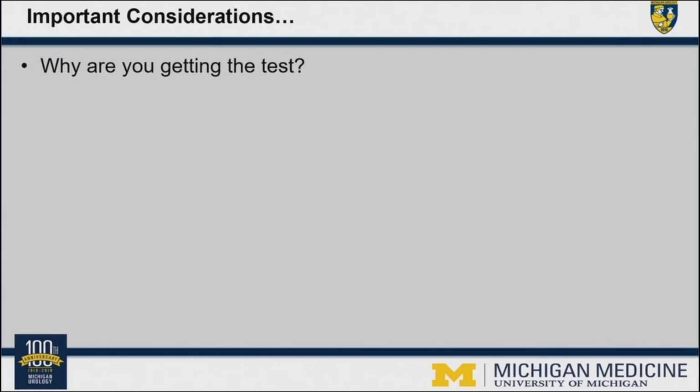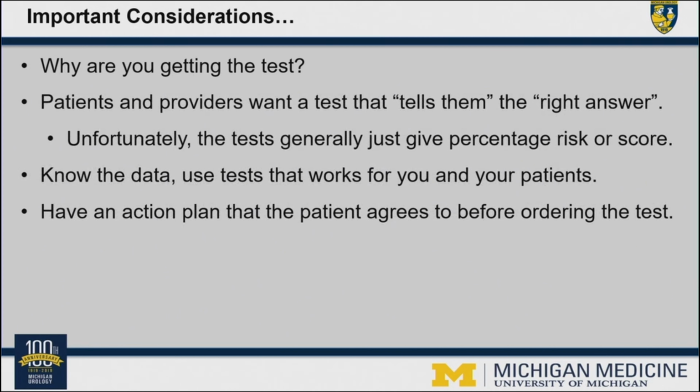So, some important considerations before you order a test. This is how I approach the use of biomarkers in my practice. I ask, what am I getting the test for? Is this test going to tell me information that would help me change management? Often as providers, we want a test that will tell us yes or no, right or wrong. But as we discussed, these tests usually just report a risk score or a probability. And it's important that you have a plan with the patient for what threshold you use to take action.